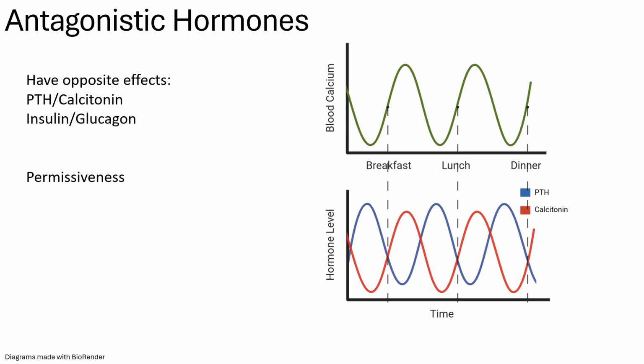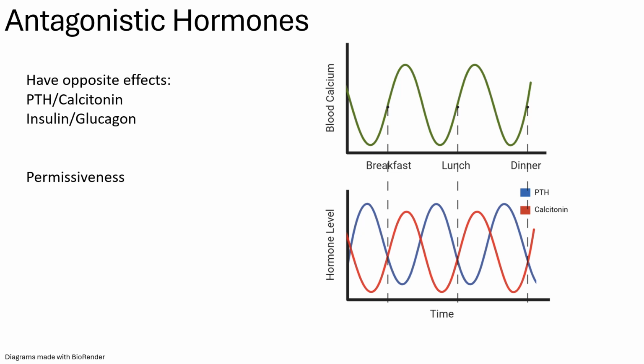Antagonistic hormones like calcitonin and PTH work in opposition of each other. Insulin and glucagon from the pancreas do the same thing for blood glucose. Insulin lowers it, glucagon increases it. So antagonistic hormones work against each other. And you can see that in the oscillation of the blue and red lines in the graph down below.